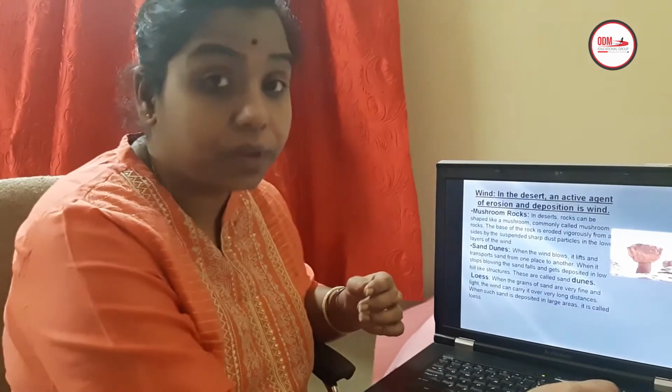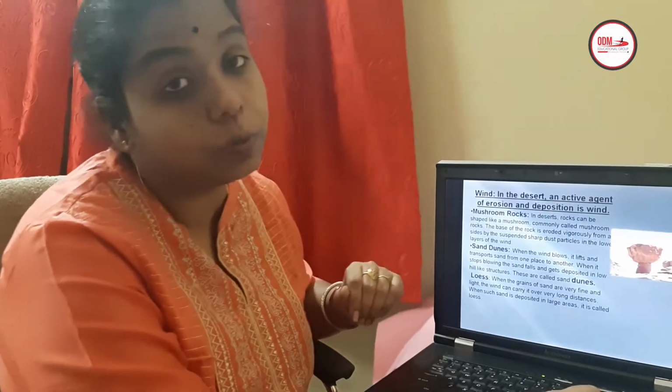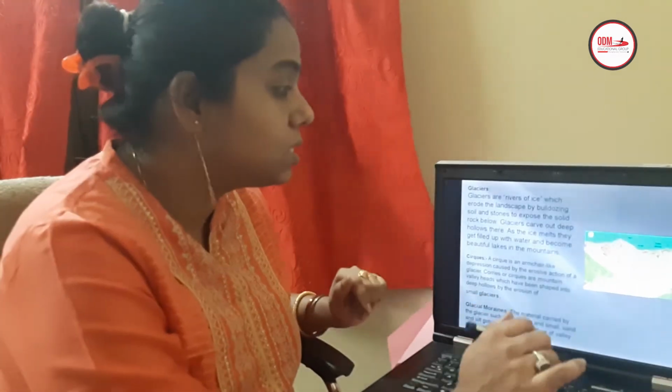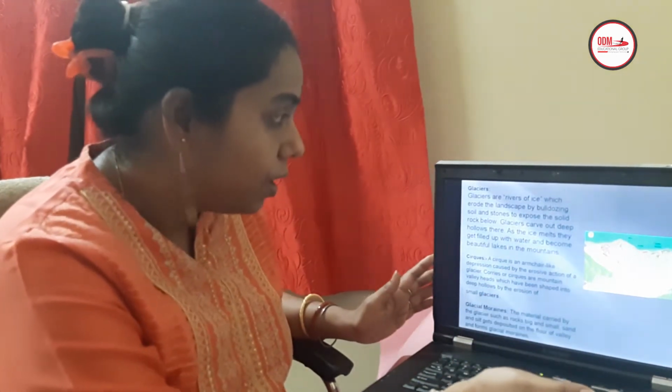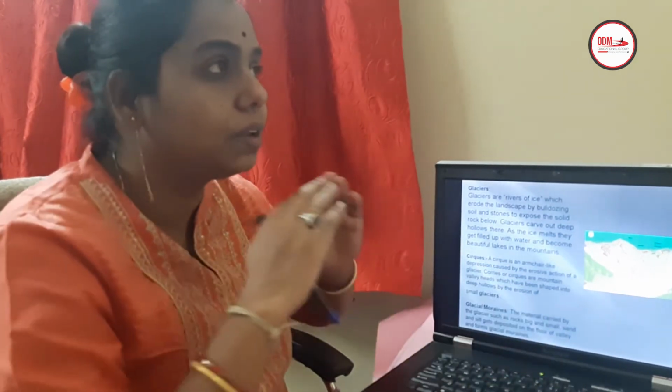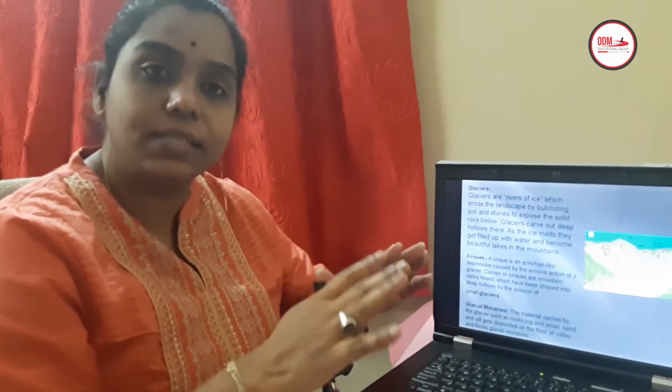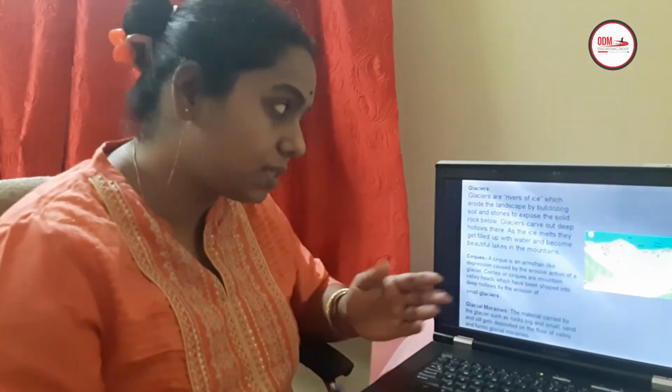So sea waves we have understood, wind we have understood. Moving on, the next is your glacier. Now children, what is the real definition of a glacier? The river ice is known as a glacier, because when the river flows and freezes down, that is called a glacier. So the freezing rivers are known as glaciers, and they also have erosion activity.